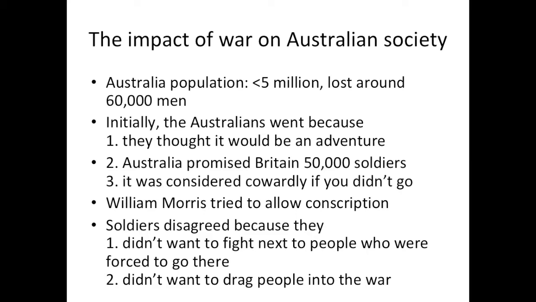It was also considered cowardly if you didn't go to war. Later in the war, Australia promised Britain another 50,000 men, so William Morris tried to allow conscription. He felt very strongly that this was necessary, and even crossed the floor. The soldiers disagreed with the conscription because some didn't want to fight next to people who were already forced to go there, and others didn't want to drag people into the war.